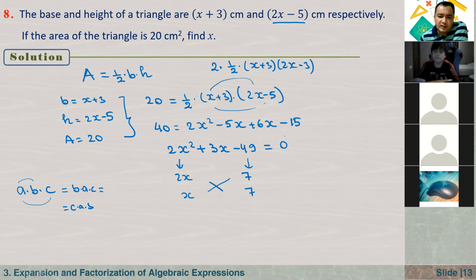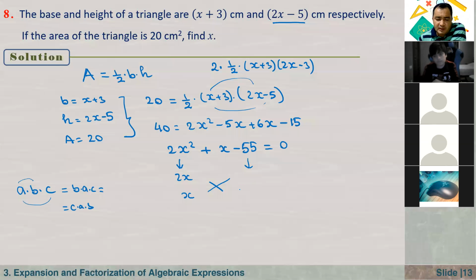Now if you simplify this, we get x squared minus 5x plus 6x, that's equal to plus x, and minus 15. Take 40 to the right-hand side: minus 15 minus 40. So here we have minus 55. Now the only way to factorize 55 is 1 times 55 or 5 times 11.